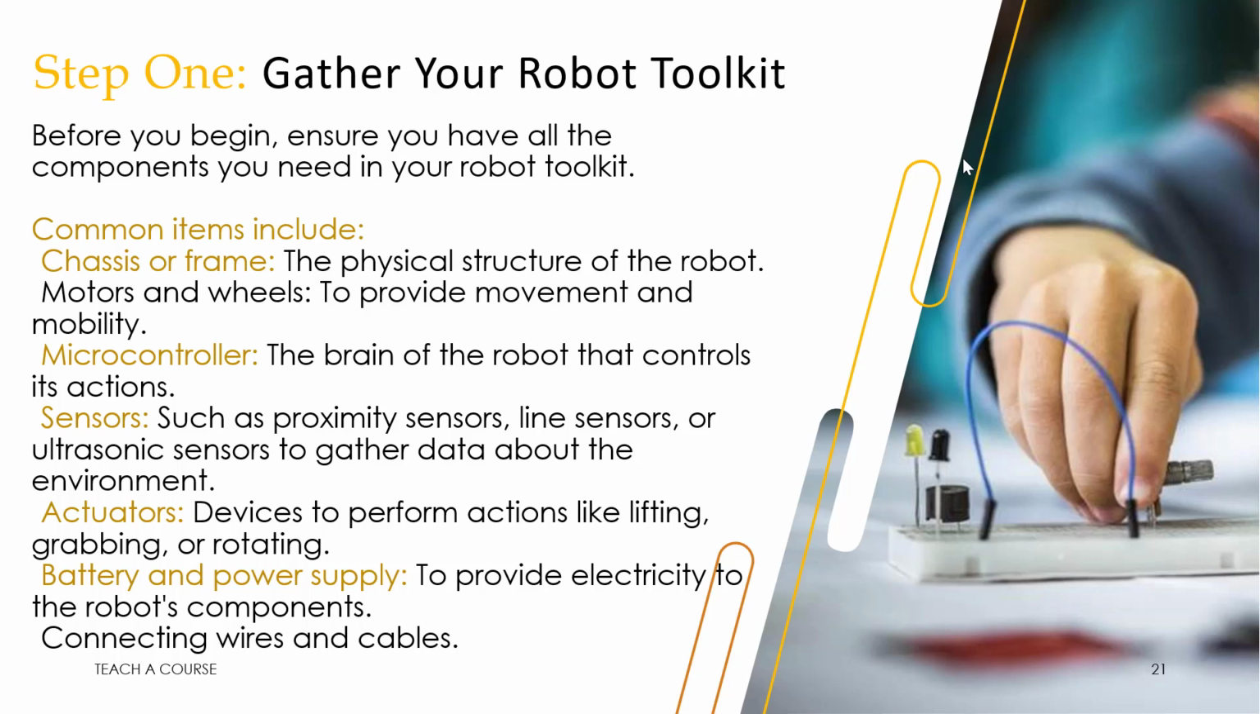sensors help them to gather data about the environment. And actuators, they are the devices to perform actions like lifting, grabbing, rotating, and others. Battery and power supply to provide electricity to the robot components. And lastly, you have to get your connecting wires and cables.